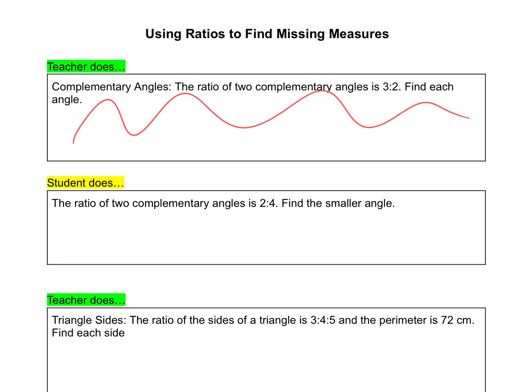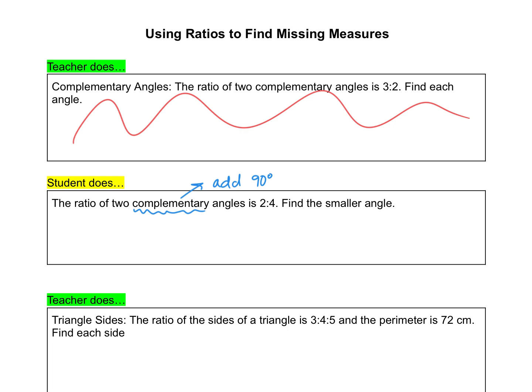Okay, second one. The ratio of two complementary angles is 2 to 4. Find the smaller angle. So first, audience participation question. What does complementary angles mean? Two angles that equal 90. Okay, we got there eventually. Two angles that add to 90 degrees.